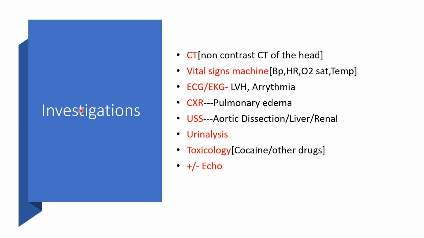Investigations here. It's possible I could have just referred you to the page on investigations, but I'll quickly go through this so that when we are battling with hypertensive emergency, we know what we could quickly do pretty fast. You can have a vital signs machine hooked up to give you the value of blood pressure, heart rate, O2 sat, and temperature. You don't have any tool to measure pain yet. CT with non-contrast, directed at the heart to see what's going on. EKG to see what's happening with left ventricular hypertrophy or arrhythmia. Chest X-ray to pick pulmonary edema. Ultrasound for aortic dissection, liver pathology or renal pathology. Urinalysis quickly, toxicological screening. We want to pick cocaine there or other drugs, with or without echo.